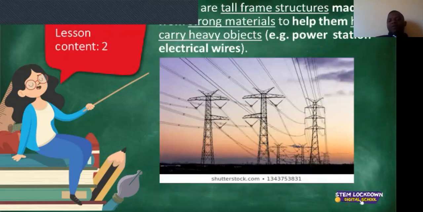So this is an example of a pylon. The heavy loads that are being carried there are the wires that are coming from power stations, which have a lot of current, and therefore they are really, really large. They cannot just be carried by anything. Hence, the pylons are important in that regard.